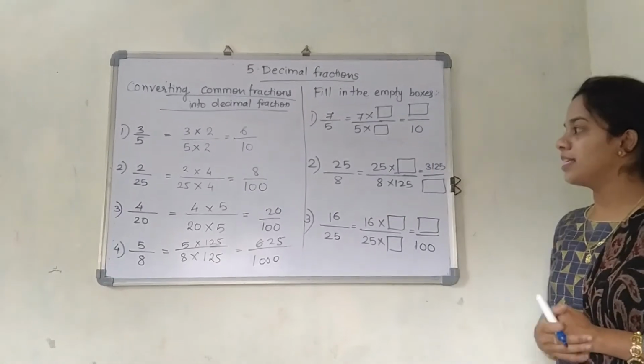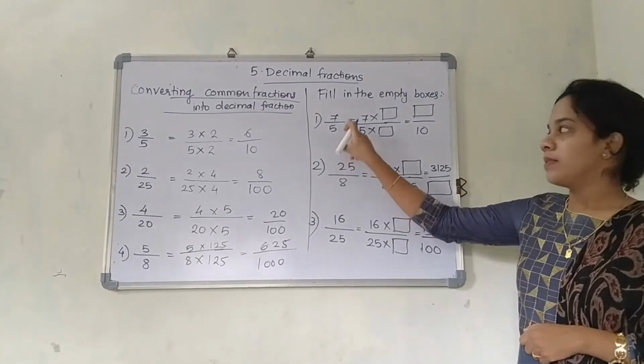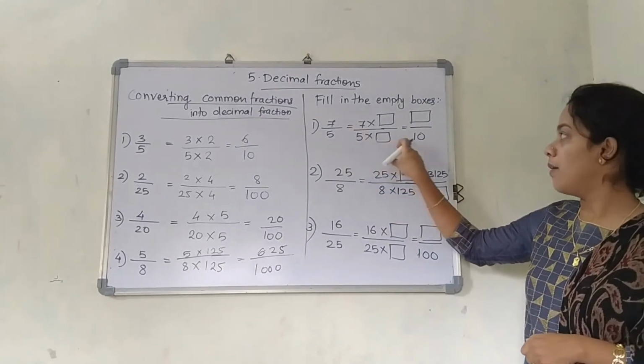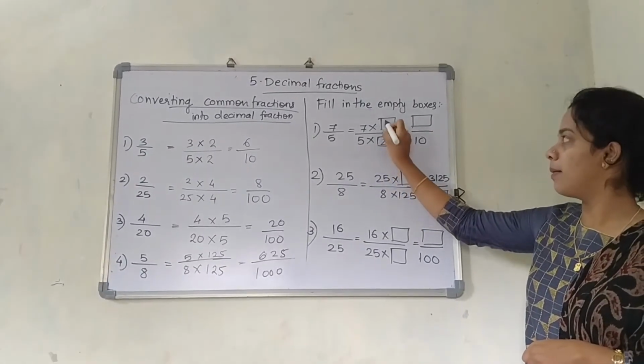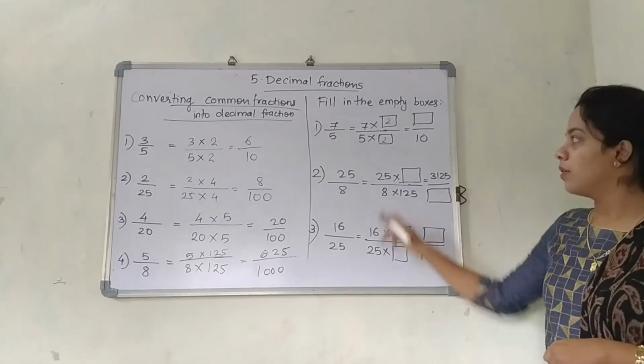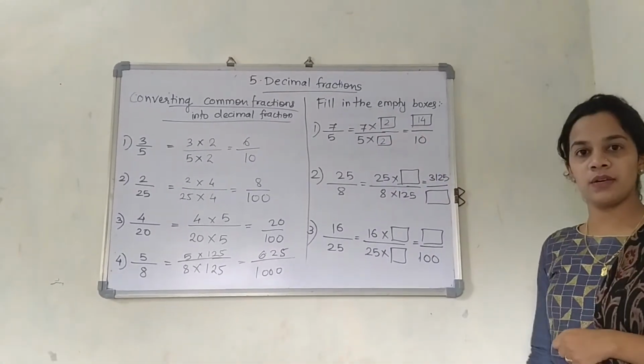Now focus on this part. Fill in the empty boxes. 7 upon 5, written over here. I want 10 over here. So 5 into how much will be 10? 5 into 2. I am going to multiply the numerator also by 2. 5 2s is 10, 7 2s will be 14. So these boxes are filled.